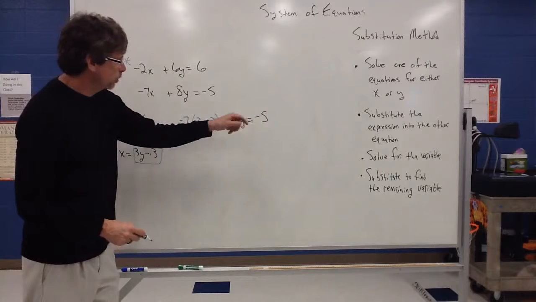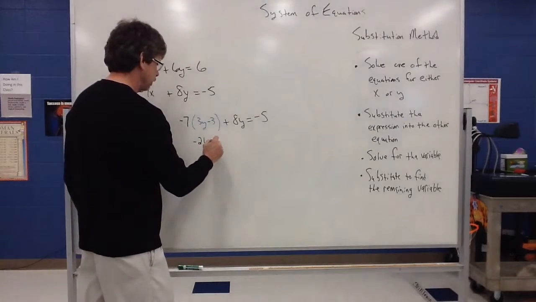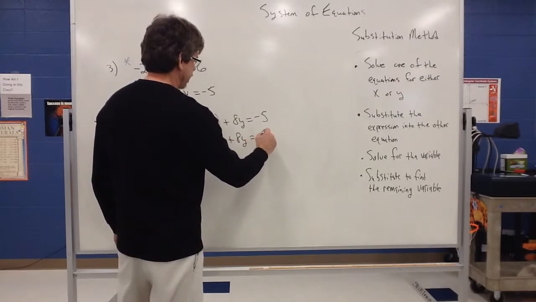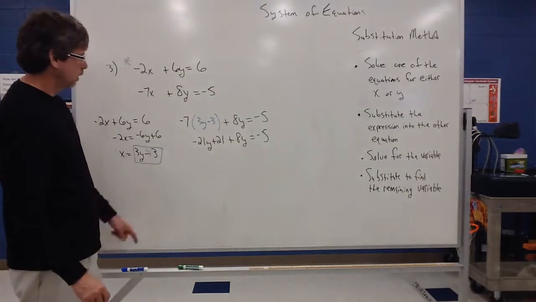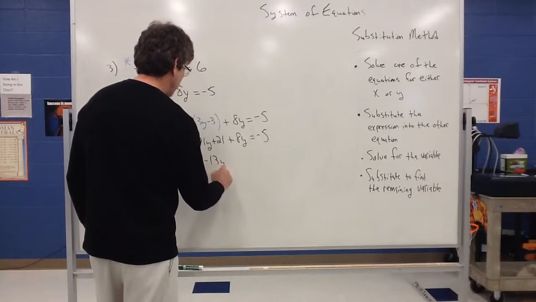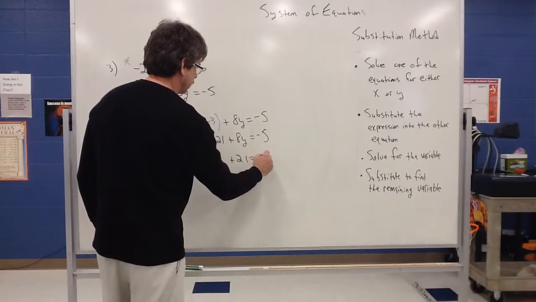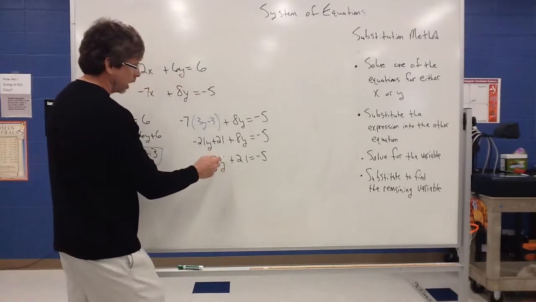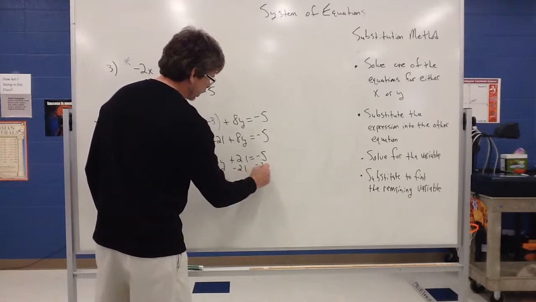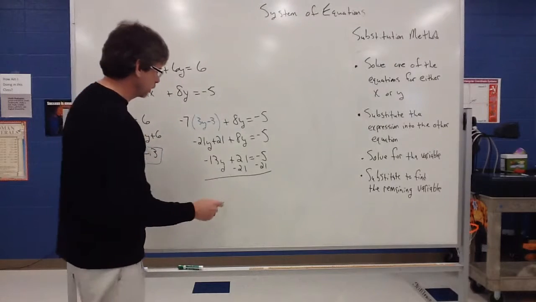I can now distribute through the parentheses to remove the parentheses. A negative 21y plus 21 plus 8y equals negative 5. I have my like terms, so it's going to give me a negative 13y plus 21 equals a negative 5. I've got to put a negative 21 to the other side. So I'm going to show that. It's a little more concrete for me. I'm not real familiar with those numbers, so when I'm kind of nervous, I go ahead and show the work.